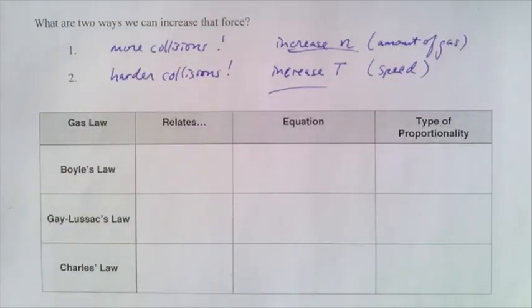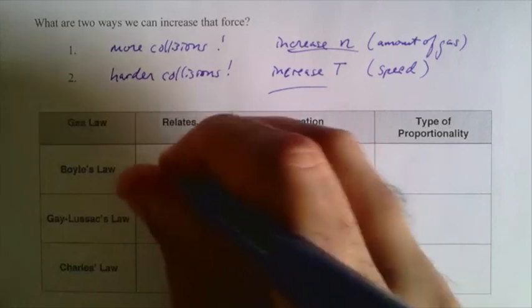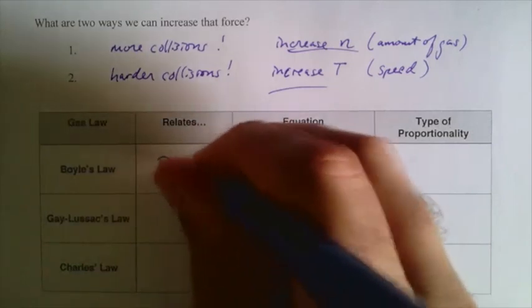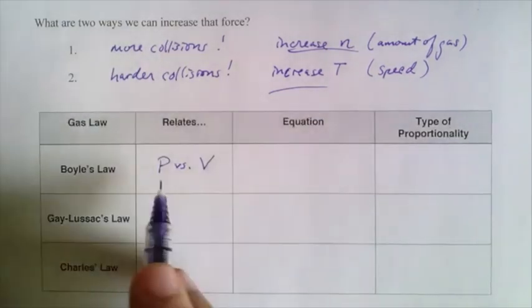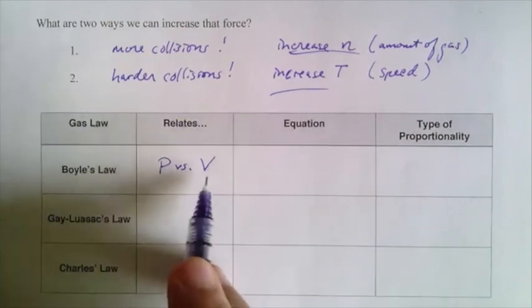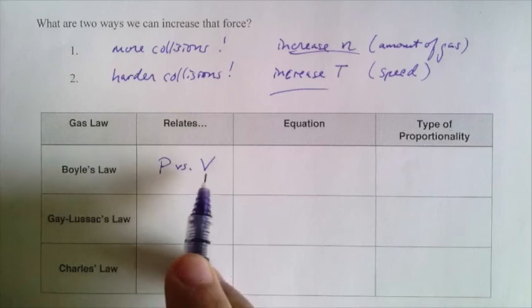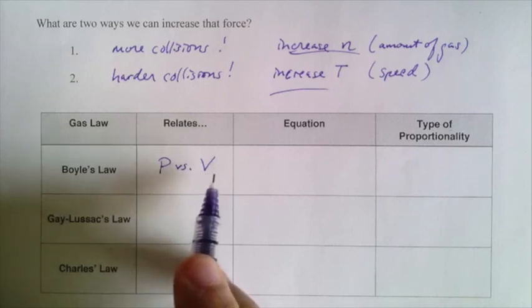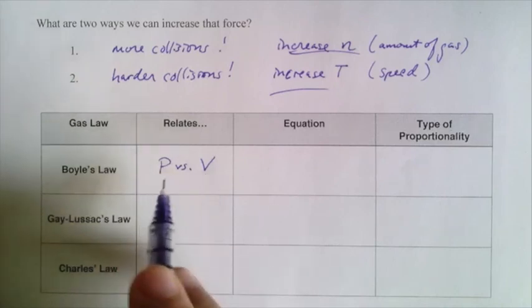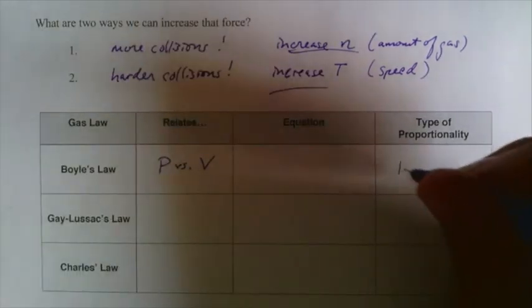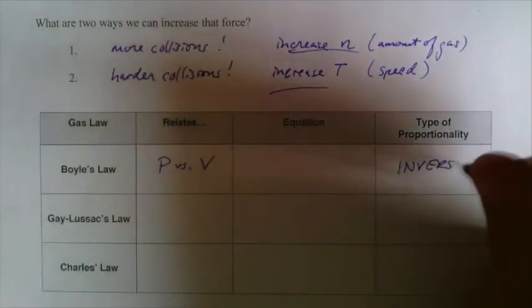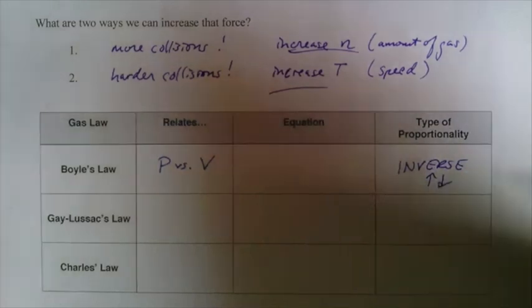So this leaves us with a smorgasbord of new relationships. We said with Boyle's law, pressure versus volume. What we observed was that when pressure went up, volume went down. When I hugged the balloon tighter, it got smaller. And by the same token, when I made the balloon a little bit smaller, the pressure inside of it went up. We call that kind of proportionality inverse. In other words, one goes up, one goes down.